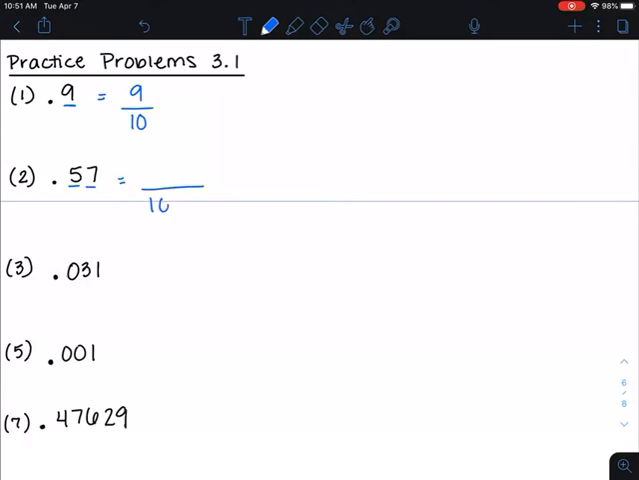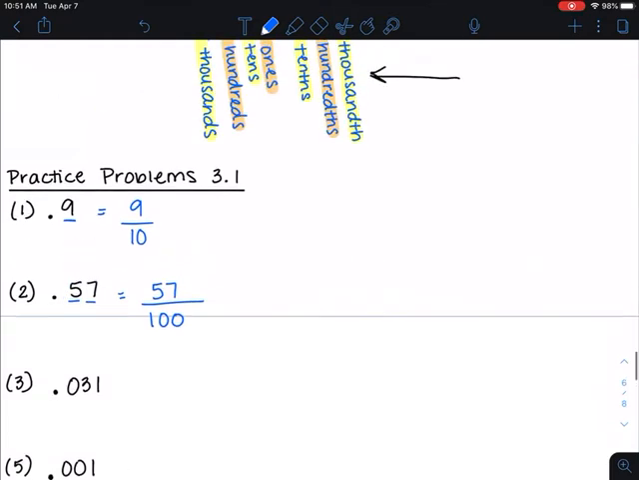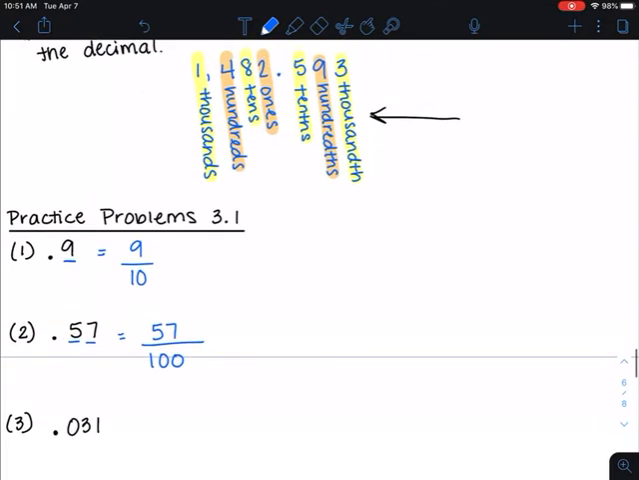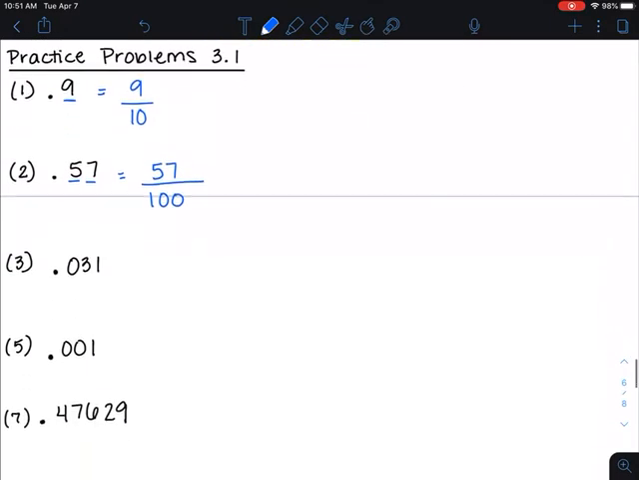So 0.57, I have 2 spots. So my fraction is going to have a 1, and it's going to have 2 zeros, because that's how many spots I have, and I'm going to write 57 on top, because I have 57 hundredths. If you use the chart, 2 spots behind the decimal gives us hundredths, so I have 57 hundredths.